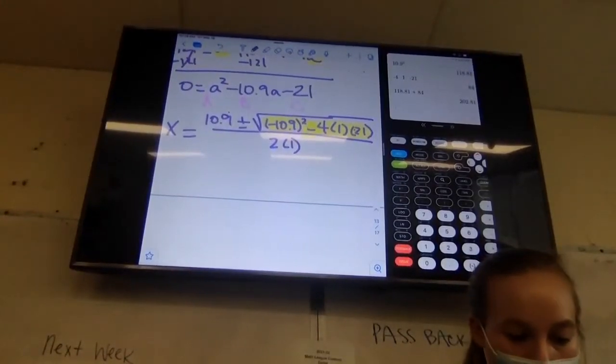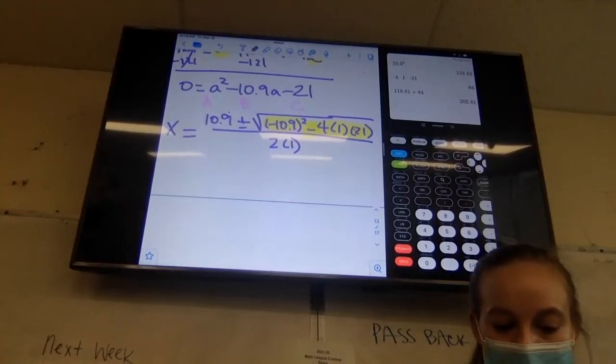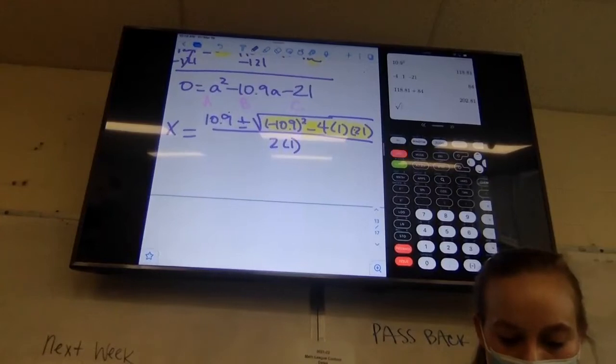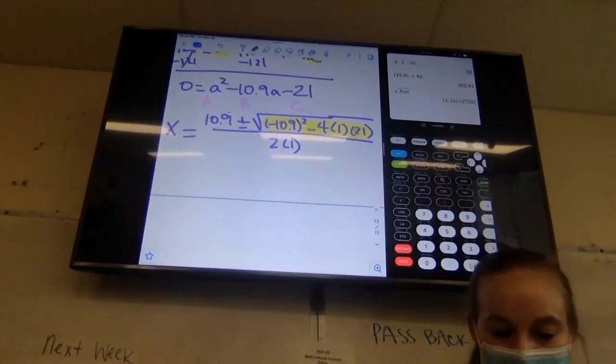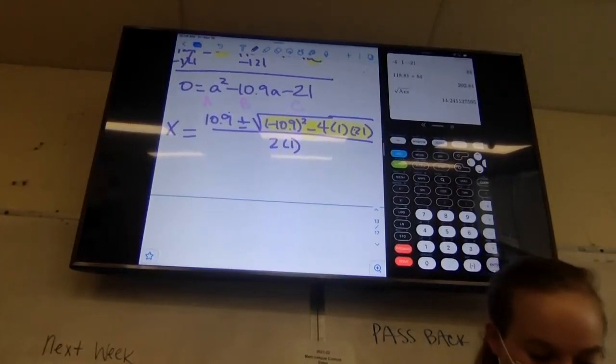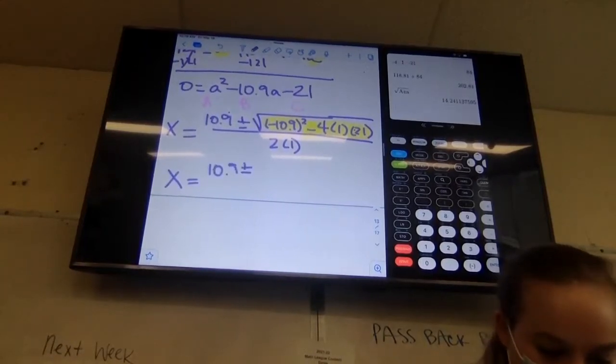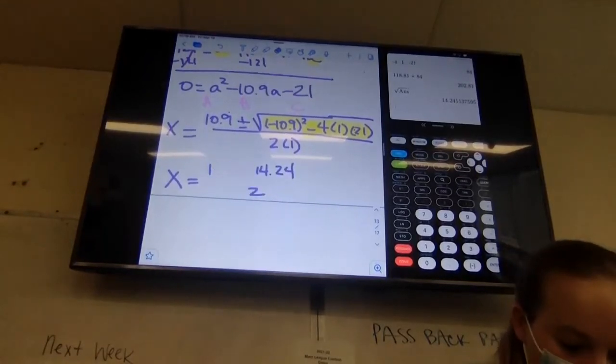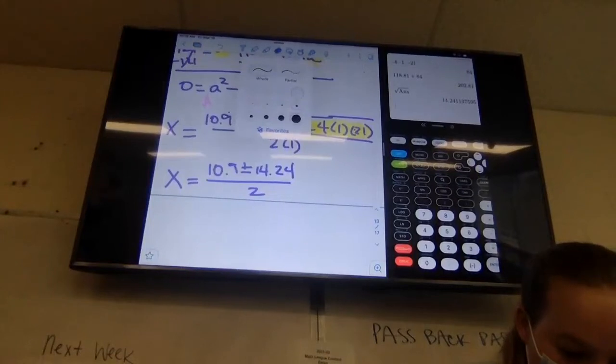All right, so now I've got 202.81. That's all under the radical. So let's just do the radical of that, which is 14.24. Okay, now I'm at a place that I want to write this down. So I've got 10.9 plus or minus 14.24 all over 2. Ooh, that was way too big of an eraser.